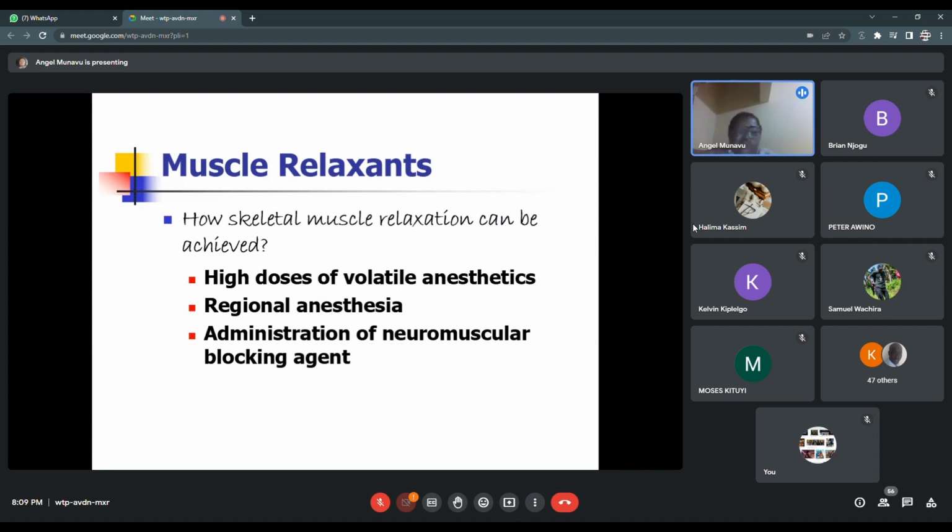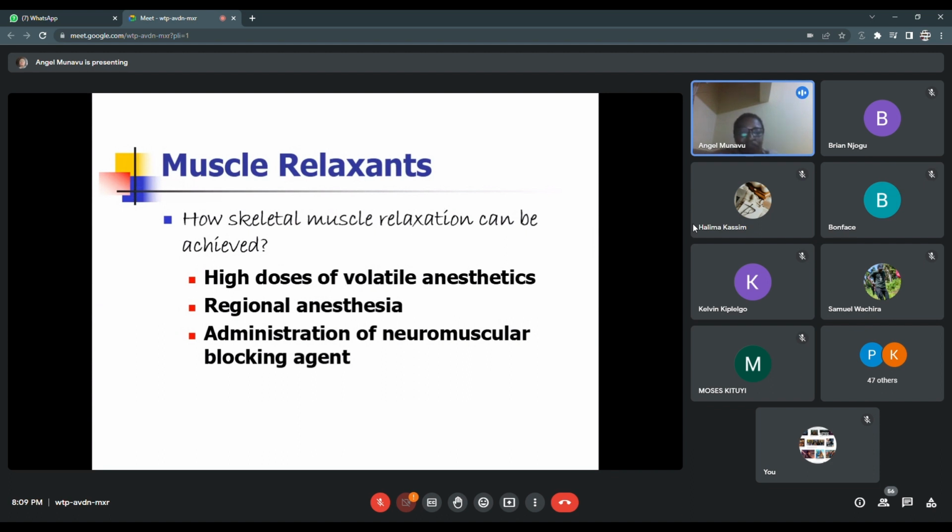So if you give high doses of isoflurane, it can cause, remember we were saying that when you go to stage 3, plane 3, 4, you start getting paralysis of the respiratory, the intercostal muscles and the diaphragm. So if you give high doses of this volatile anesthetic agent, you can achieve muscle relaxation.